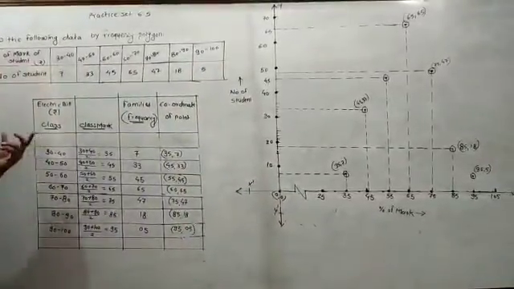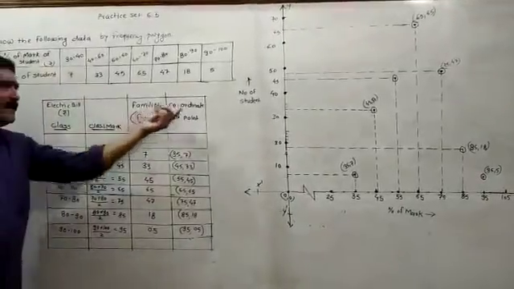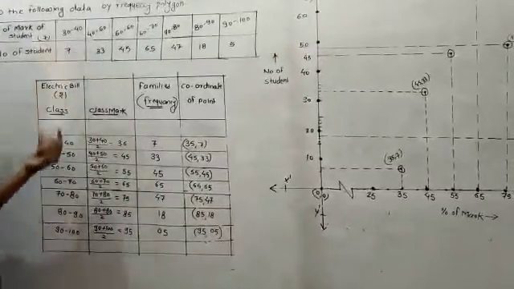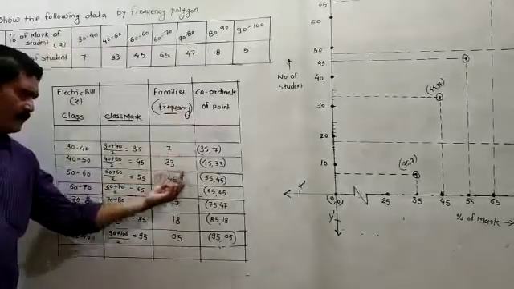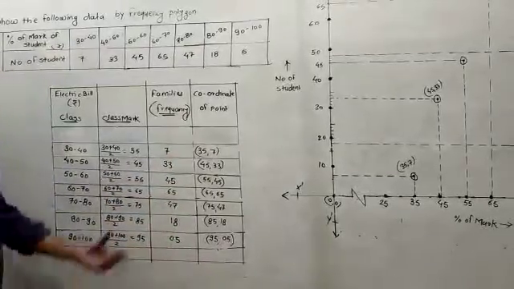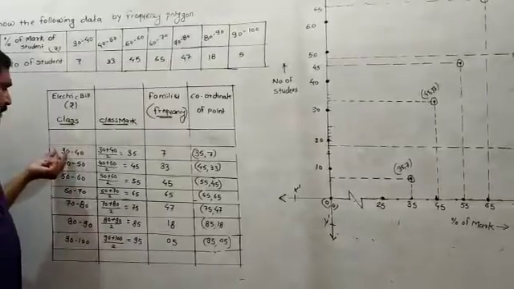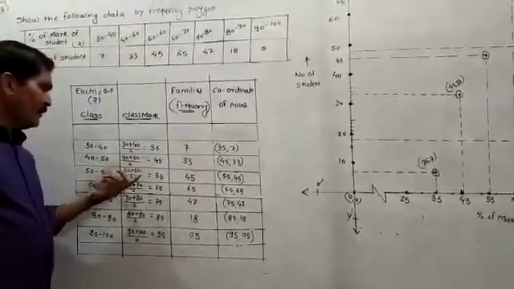So I told you that you have to prepare the chart like this: class, frequency, class mark, and the coordinates of the point. I will write the classes here: 30 to 40, 40 to 50, 50 to 60, like that. You have to write the frequency of the particular class in front of it. Then you have to find the class mark. How do you find the class mark? Upper limit plus lower limit divided by 2.